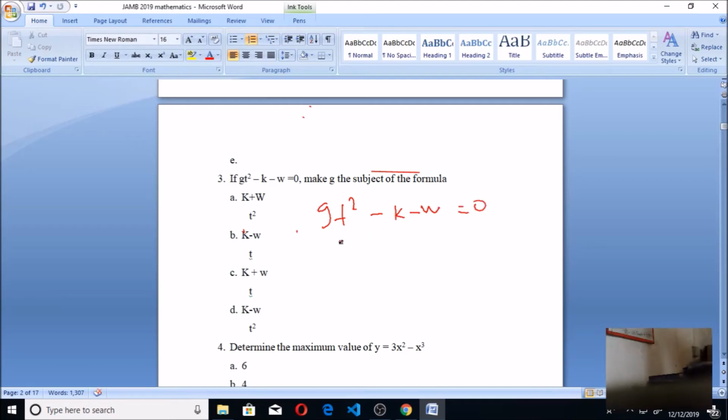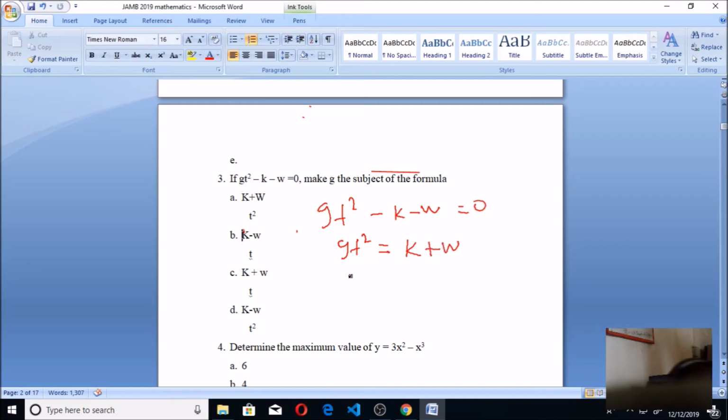I'll simply say that gt² equals, if you take the other ones to the other side, minus k becomes plus k, and if you take minus w to the other side, it becomes plus w. So that's what we're having now.